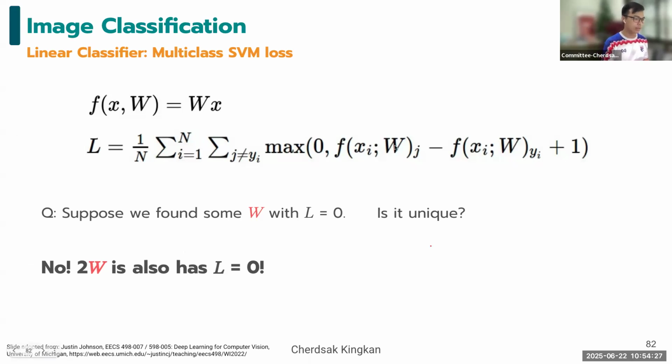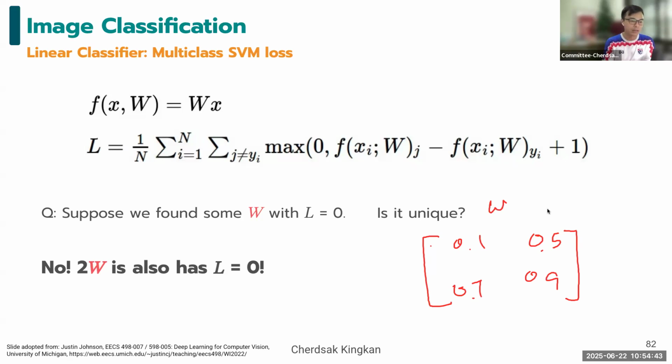so let's say that this is our set of W: 0.1, 0.5, 0.7, 0.9. Let's say this is the set of W, right? This is our W that gives us a loss equal to 0. All right. So the question is, is it unique? Is there any other set of values that also gives us a loss equal to 0? The answer is that it is not unique.